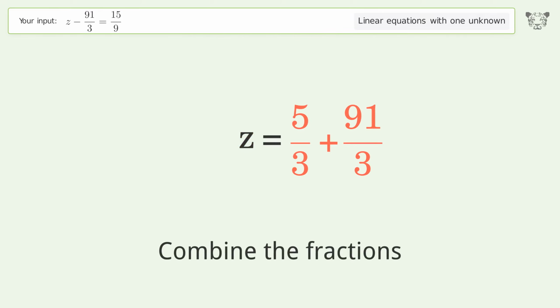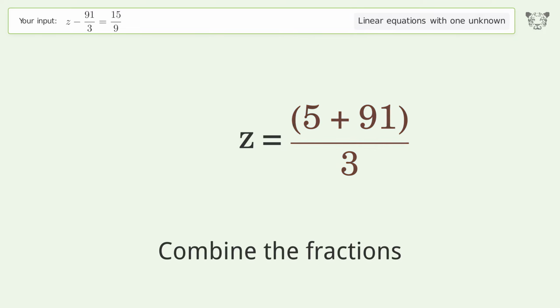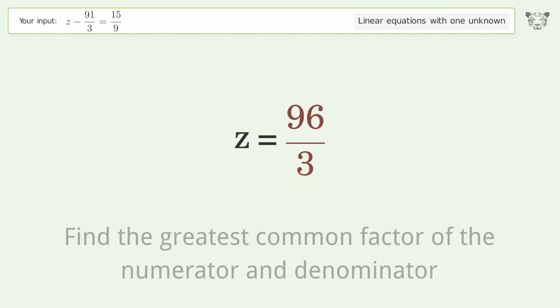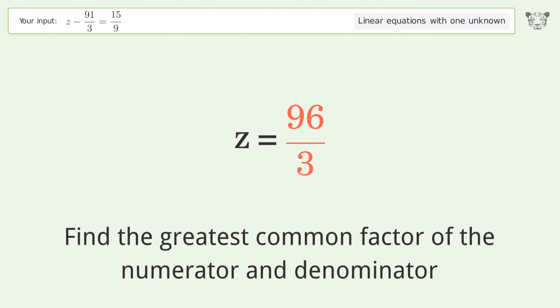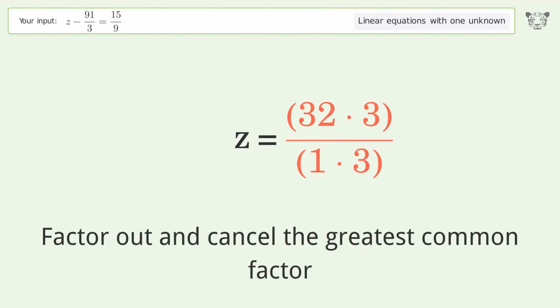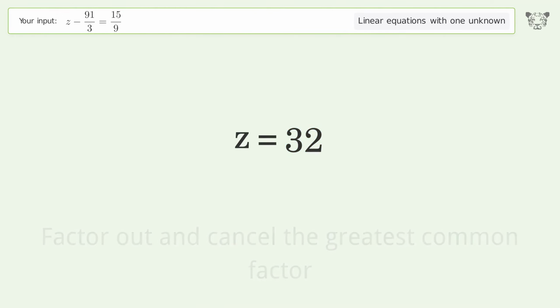Combine the fractions. Combine the numerators. Find the greatest common factor of the numerator and denominator. Factor out and cancel the greatest common factor. And so the final result is z equals 32.